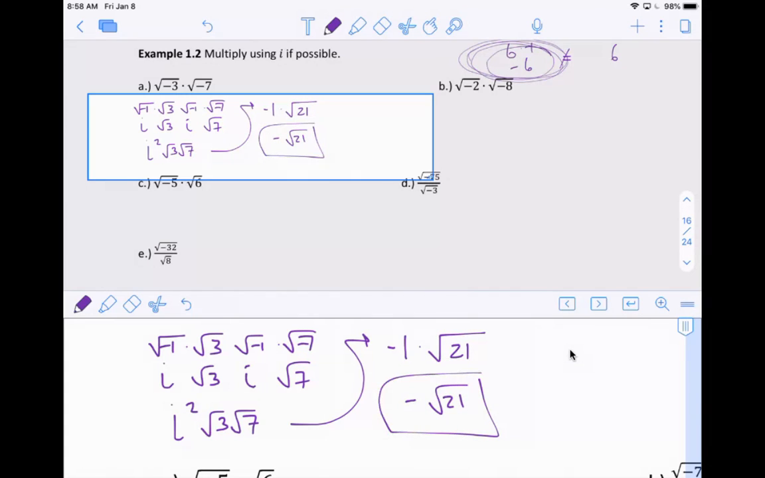So you can combine them that way. Notice it is not √21, okay, it is not √-21. Trying to make a trick out of this is going to make you put the negative in the wrong place. So let's try it again.